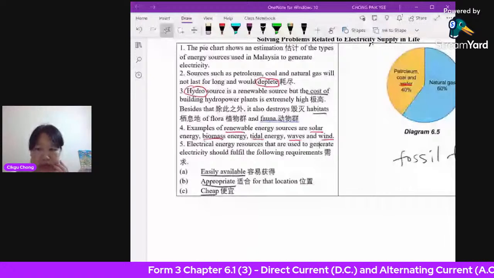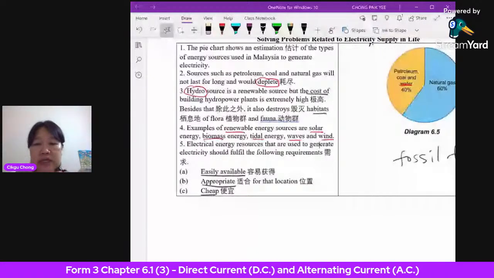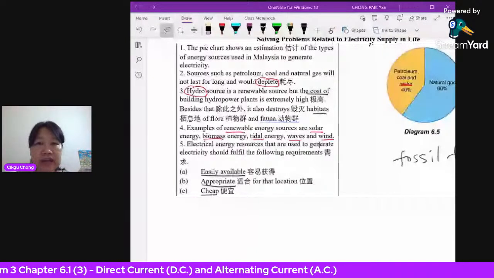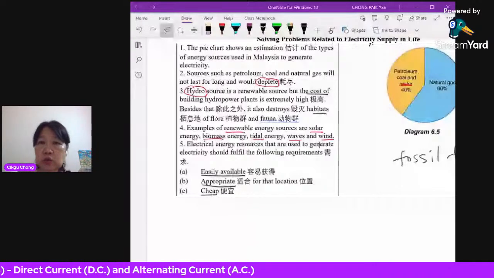Yes. Carbon, methane emissions. Now, you don't burn anything because in hydroelectric you don't have any combustion there. So the good thing is no pollution.